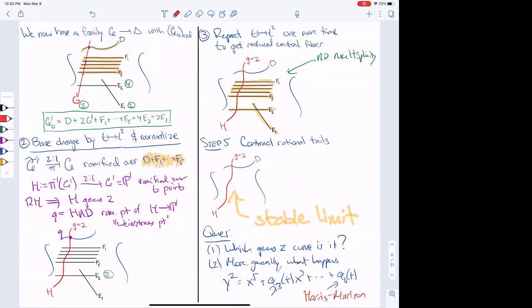I think that Timo Dokchitser has made something algorithmic, which is very similar, in figuring out the stable reduction models of hyperelliptic curves, let's say, over a local field of a given residue characteristic.